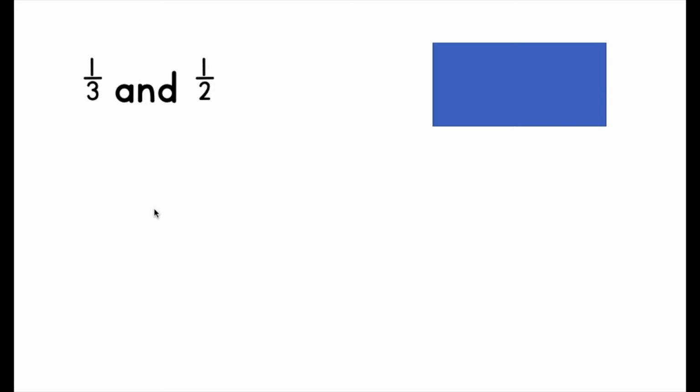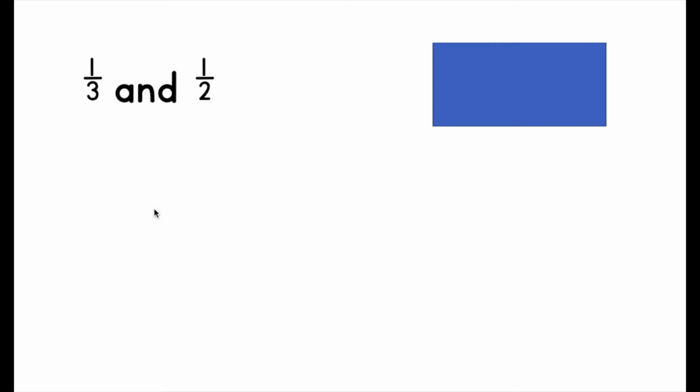for two different fractions. And the reason why we're finding a common denominator for two different fractions is, one, so that we can eventually compare fractions and see which one's larger or which one's smaller, but it's also going to help us in our next chapter when we begin adding and subtracting fractions.